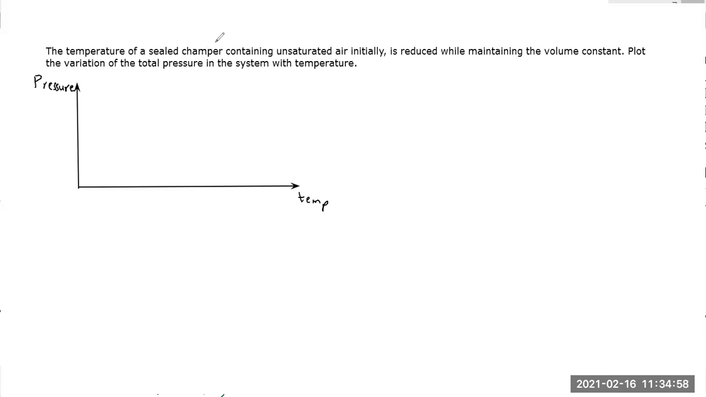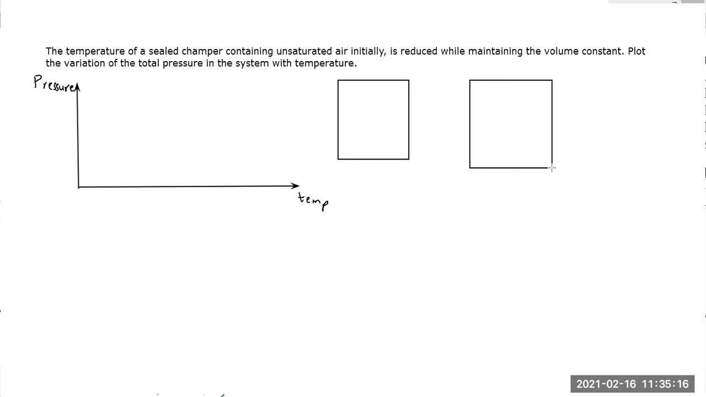The temperature of a sealed chamber containing unsaturated air initially is reduced while maintaining the volume constant. Plot the variation of the total pressure in the system with temperature. All right. Now let's go in reverse. Let's start with high temperature and then slowly cool down the system, and let's see what's going to happen in the system.